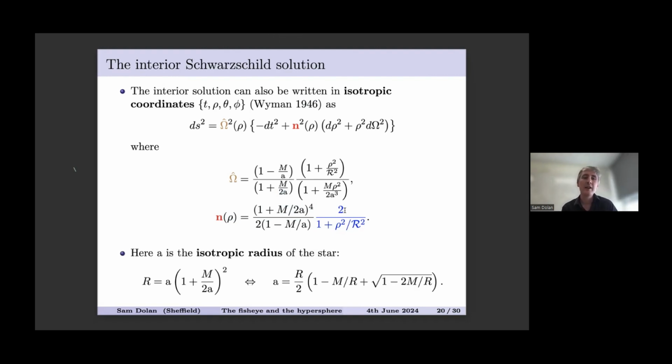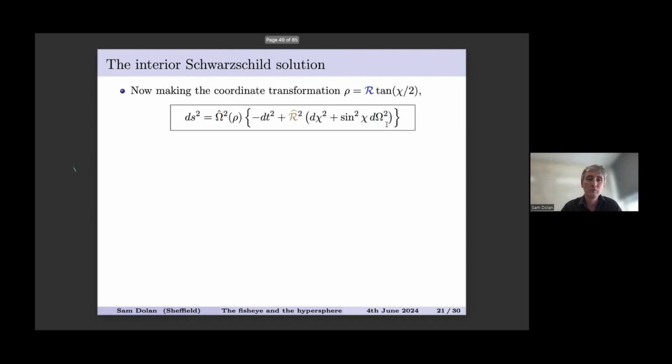Okay. So in isotropic coordinates, the radius of the star is a, but there's a nice simple relationship between the isotropic radius and the radius in Schwarzschild coordinates. And you can have it either way around. Okay. So this way of writing the solution is getting us closer to the understanding that what we have here is a hypersphere spatial geometry. So again, we make the coordinate transformation to write this in hyperspherical form multiplied by conformal factor.